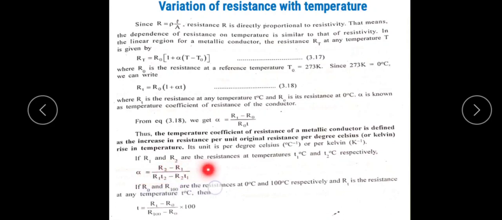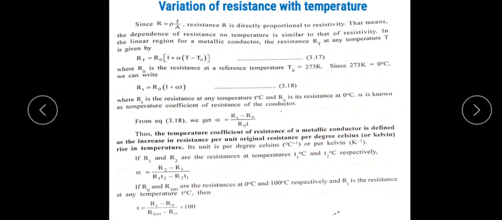Then if R1 and R2 are the resistances at temperatures T1 and T2, as we took here, RT is the resistance at temperature T degree Celsius and R0 is the resistance at 0 degree Celsius. Now we are considering R1 as the resistance at T1 degree Celsius, R2 as the resistance at T2 degree Celsius. Then alpha is equal to the rise in resistance, that is R2 minus R1, divided by R1 T2 minus R2 T1. So this expression can be written as alpha is equal to R2 minus R1 divided by R1 T2 minus R2 T1.